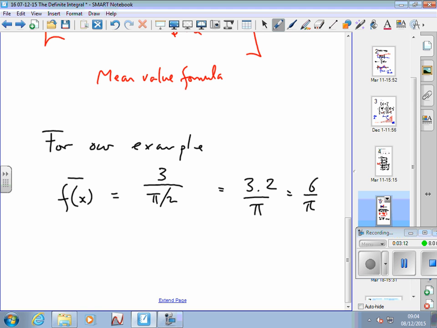And if we wanted to know what that was as a decimal and round it, I would work out what 6 divided by pi was. But that's an exact answer, 6 over pi, so I could well leave it like that. And if that was a voltage against time, I could say between 0 and pi over 2 seconds, which is around about 1 point something seconds, the average voltage would be 6 over pi, which is just less than 3 volts.